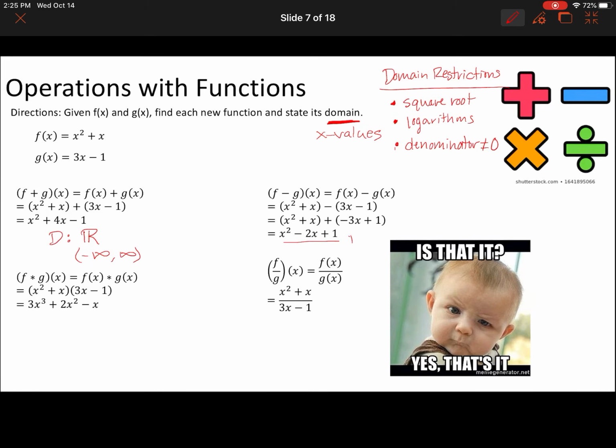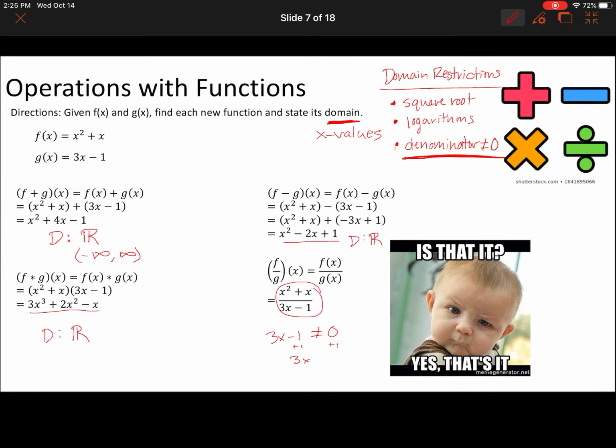Okay, this equation does not have a square root or a logarithm or a denominator, so my domain over here is also all real numbers. Same thing over here for my multiply function, all real numbers for my domain. But down here, I have a denominator on this one. So I just have to set up this equation just like it looks like right here. So I say my denominator is not allowed to equal 0. And then I solve it.